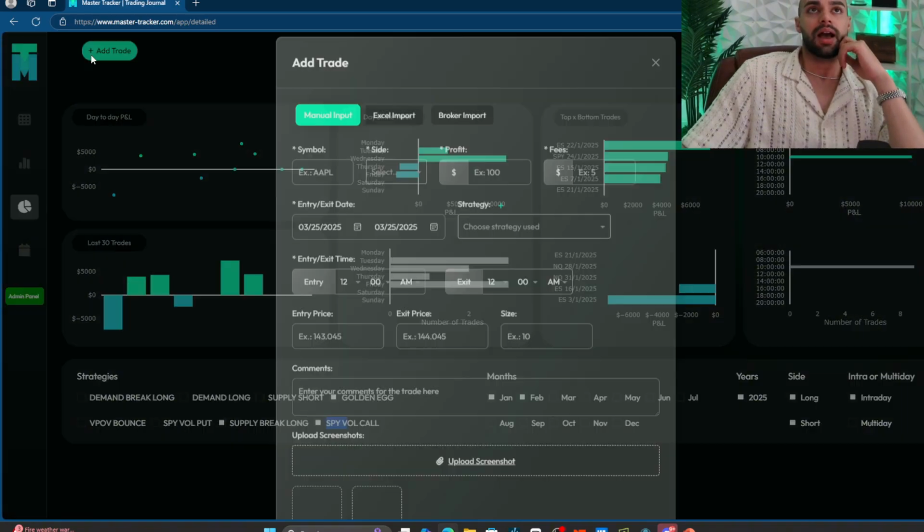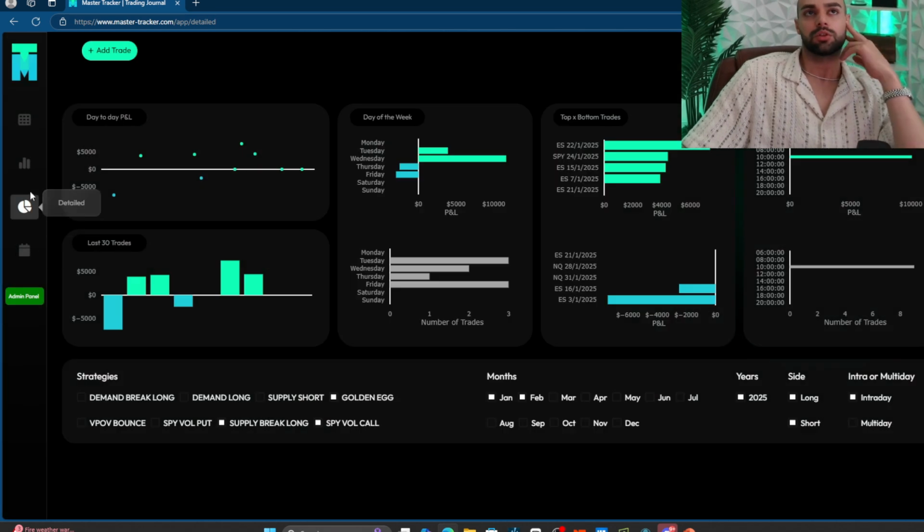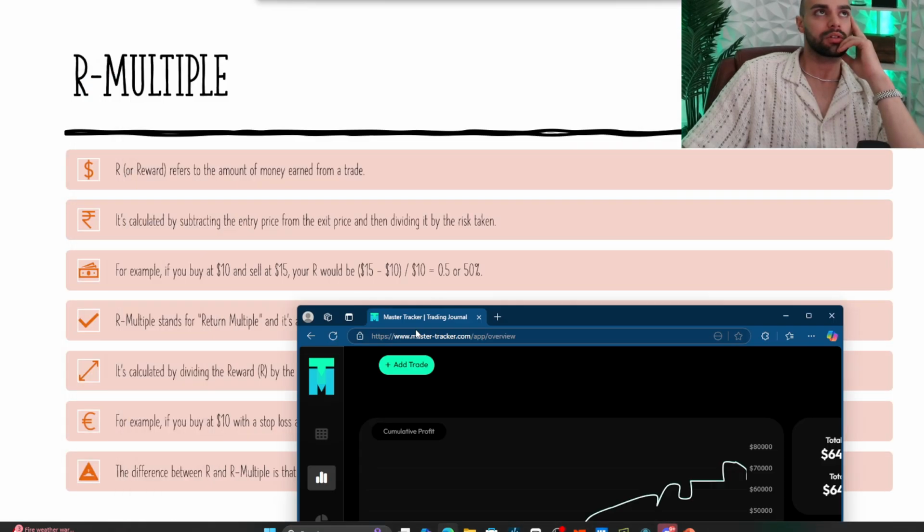It will let you add in and import your trades. You can actually just link it to your broker and it'll calculate your R multiple for you, and it has a bunch of data you can use. So it's a very, very nice tracker.